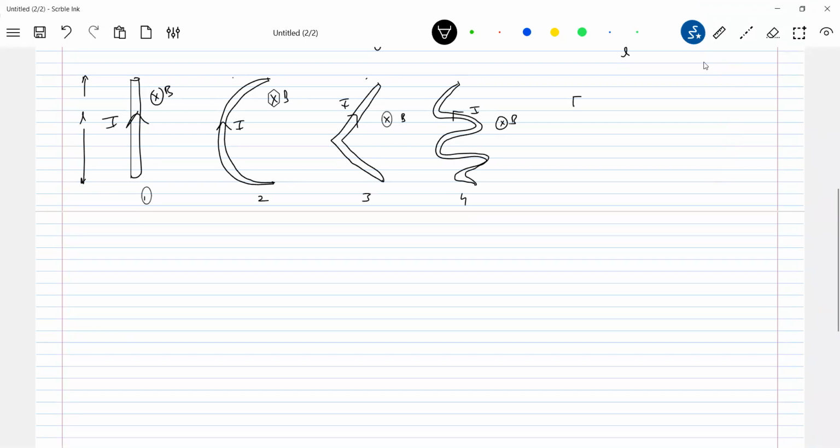In all the cases, I'm just writing F1 equal to F2 equal to F3 equal to F4 equal to how much? BIL. In short, let me write here. So what about the direction? Sir, in all the cases, yes, the direction also will be horizontal. F1, F2.